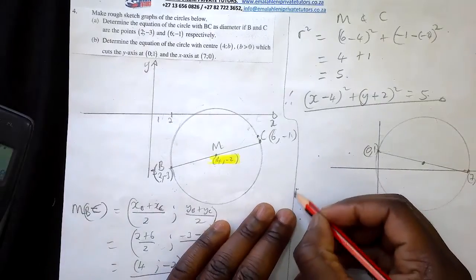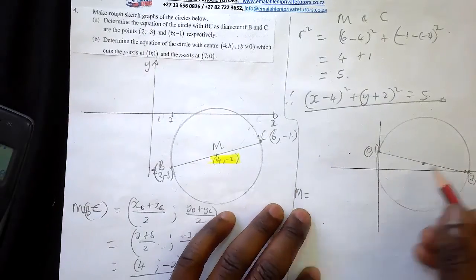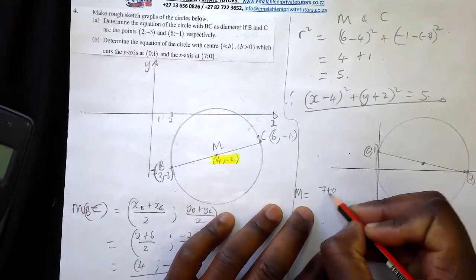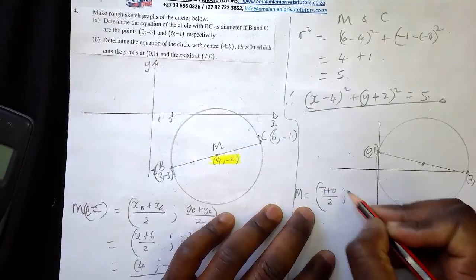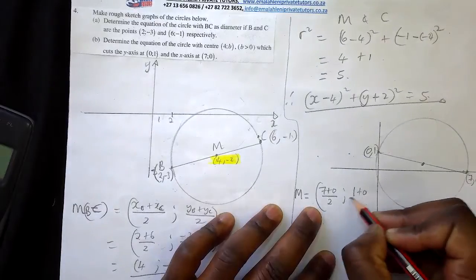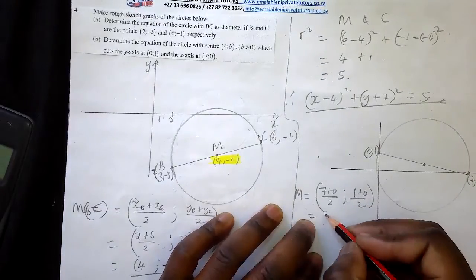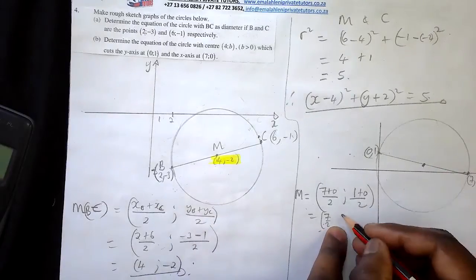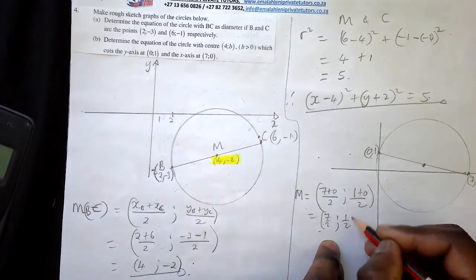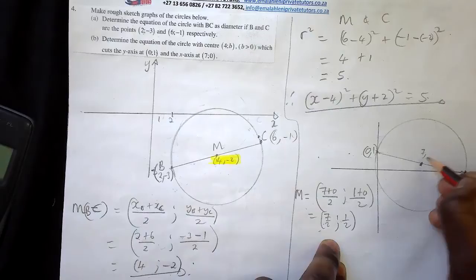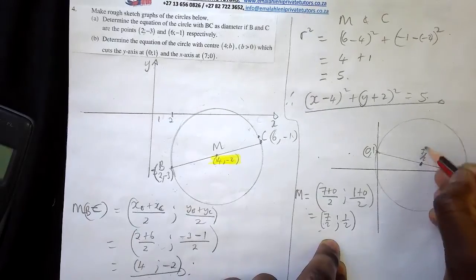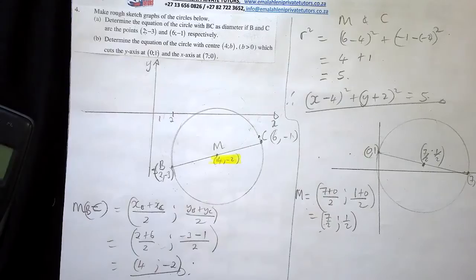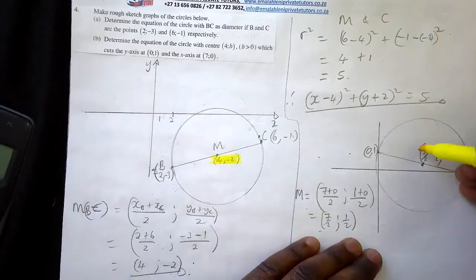So center midpoint is going to be equal to 7 plus 0 over 2, then 1 plus 0 over 2, which will get 7 over 2 in terms of x. So 7 over 2 and also 1 over 2. That's our center there. So it's 7 over 2 and 1 over 2. Then we can just mark that. That's our center.